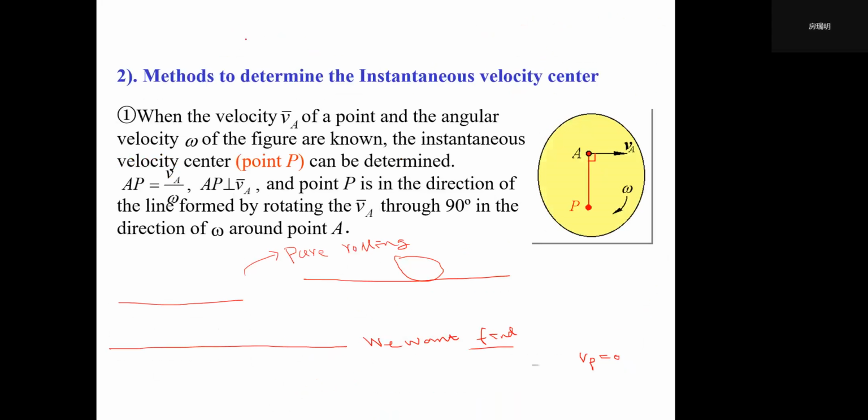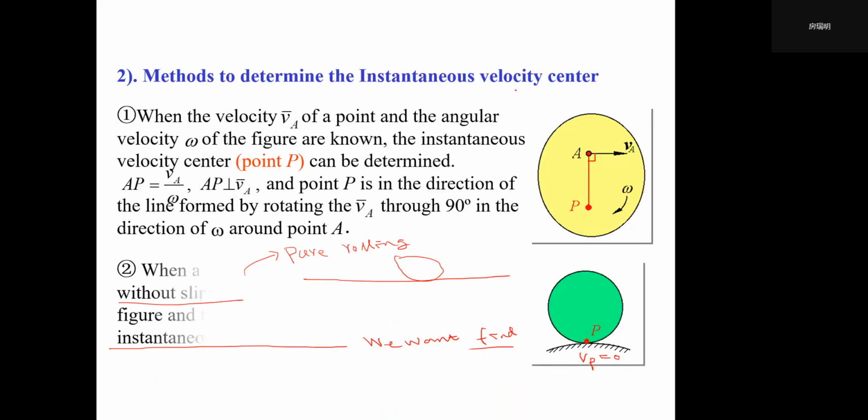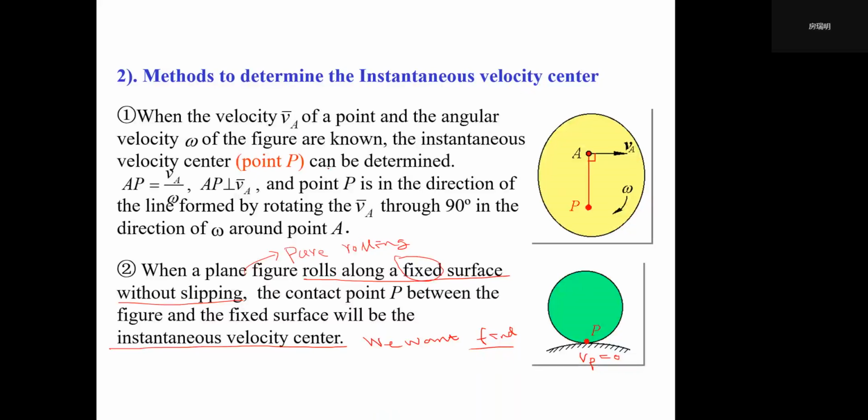Then we are going to talk about the methods to determine the instantaneous velocity center. There are different situations, and we will talk about them one by one, right? The first is, you guys can just look at this picture. When the velocity VA of a point on the figure is known, like this, and the angular velocity omega is also known, here in this figure we will find that the direction of omega is clockwise, CW, right?